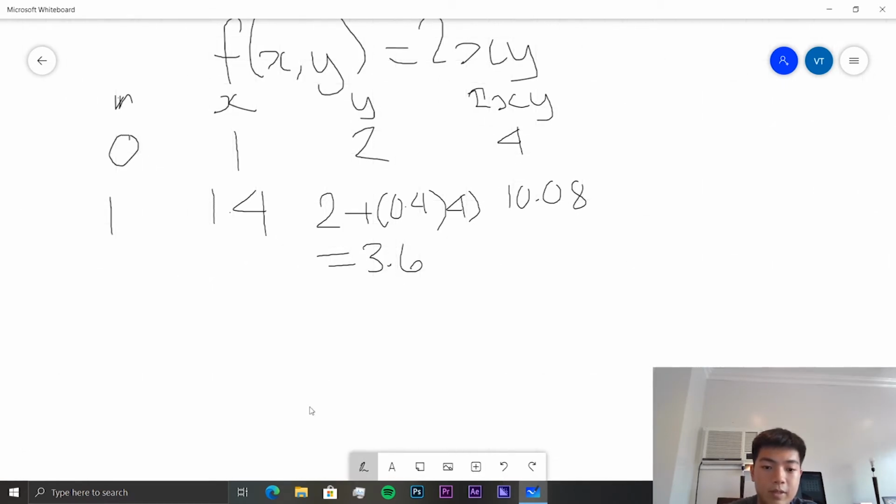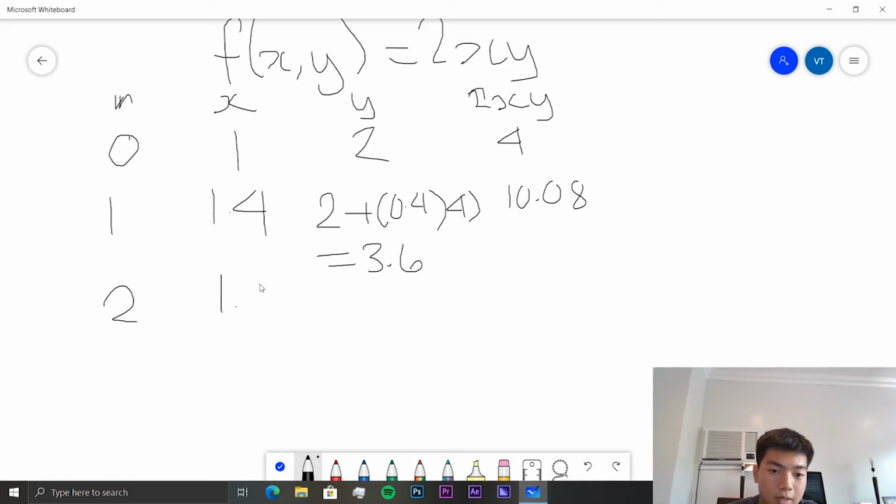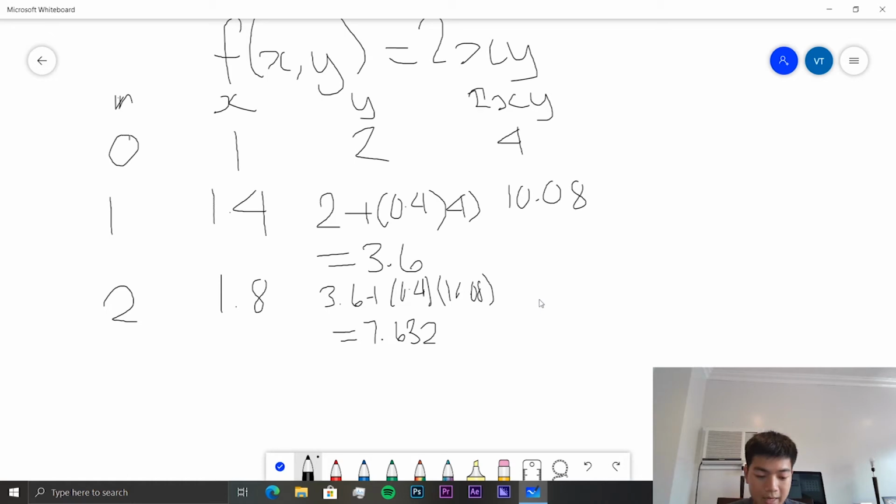Okay, next step, we go to the second step, which is at x equals 1.8. So y will be equal to 3.6 plus 0.4 times 10.08, which is equal to 7.632. And so the next gradient will be 2 times 7.632 times 1.8, which is equal to around 27.48.